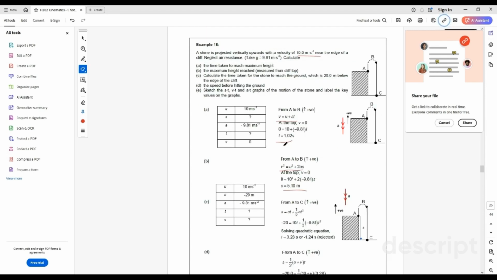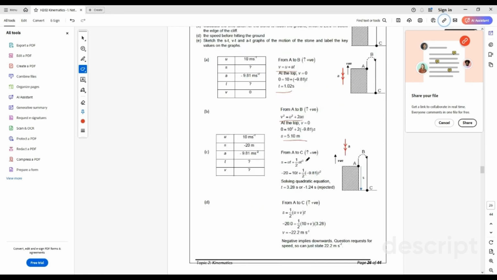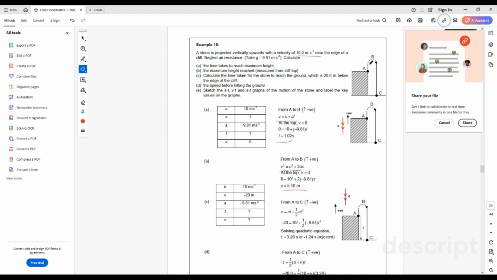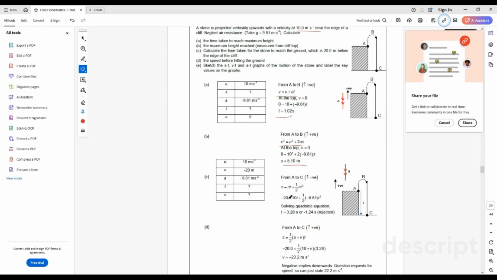And then next, how do we calculate the time taken for the stone to reach the ground, which is 20 meters below the edge of the cliff? Since we want to find the time taken, we apply this formula. We know that the total displacement is negative 20, because we took the upward direction to be positive, and since C is under A, we take it to be the negative direction. We know what s, u, and a are, so we substitute and find t using the quadratic equation. And it can't be this one, because time cannot be negative here.